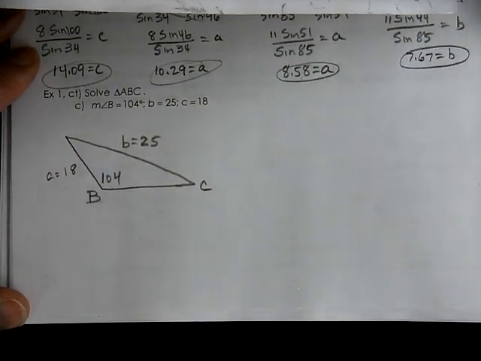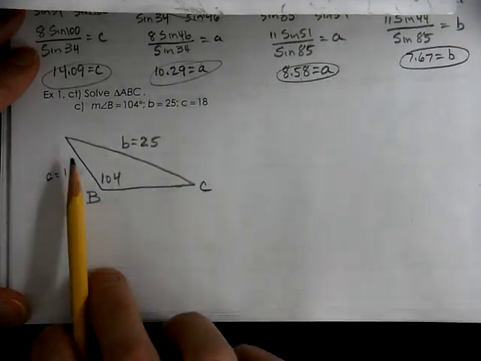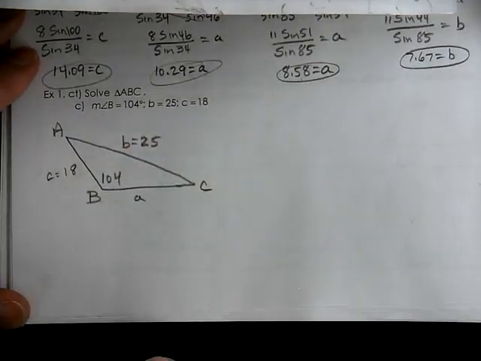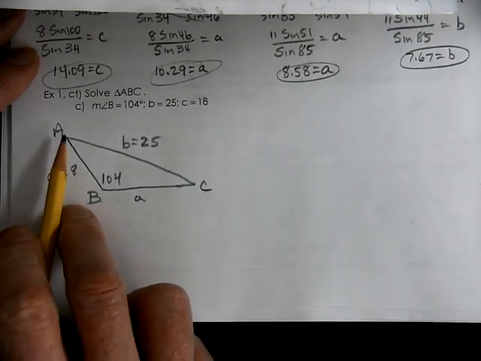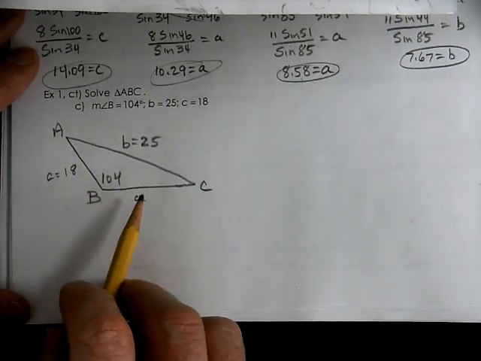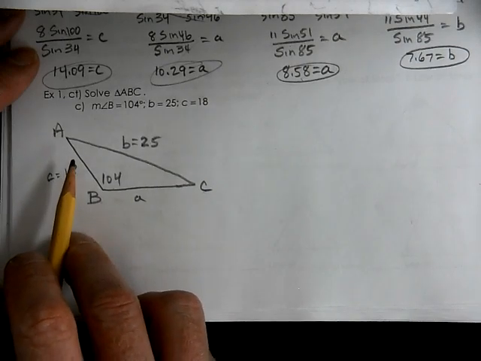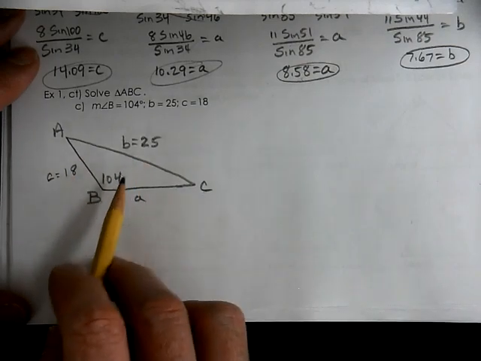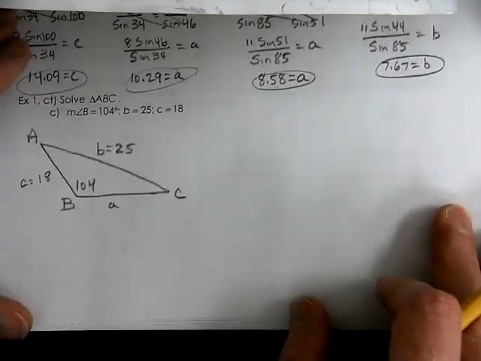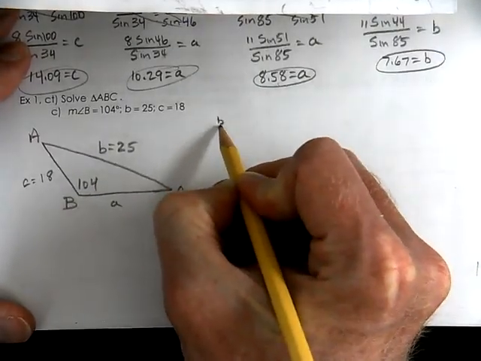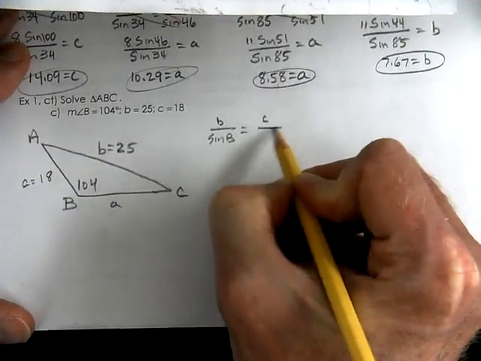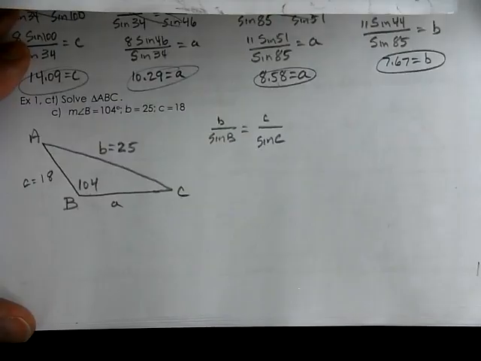What are we going to solve for? We're going to solve for angle C. Now, some people might say, well, why don't we solve for angle A? You can't solve for angle A if you don't know side A. We can solve for angle C because we have side C. And of course, we have to use the B fraction. So we're going to use the B fraction, and we're going to use the C fraction.